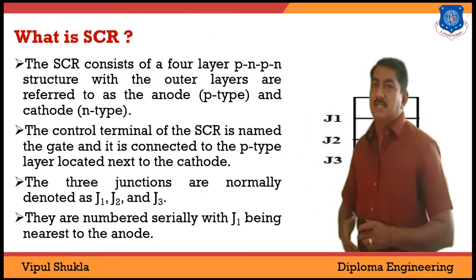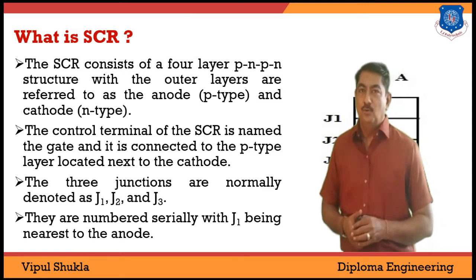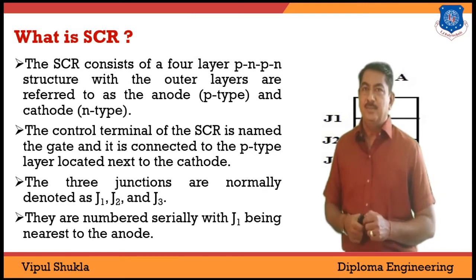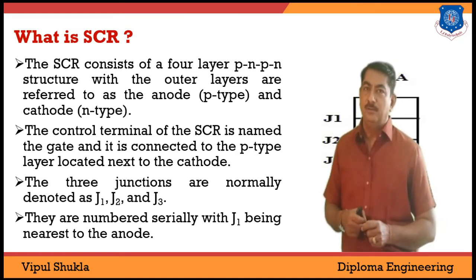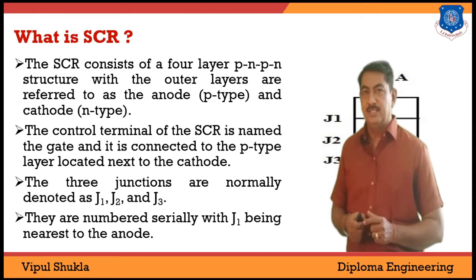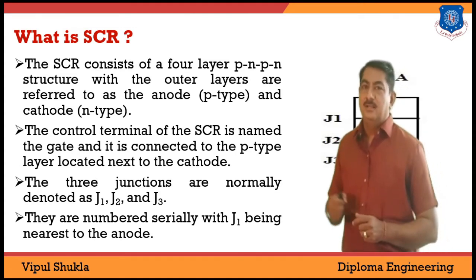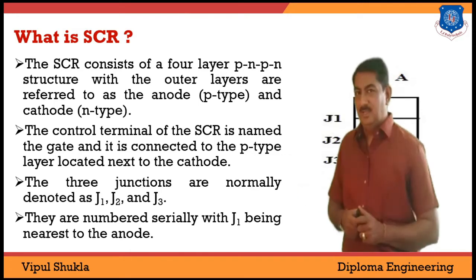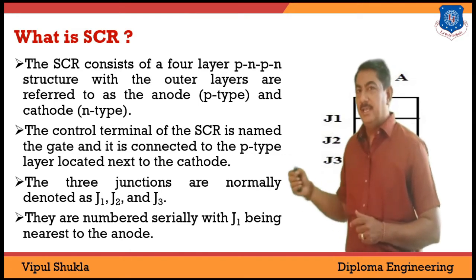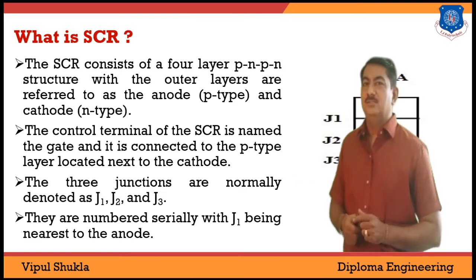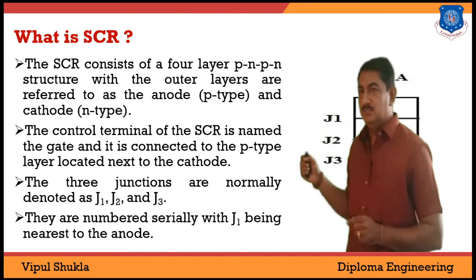More about the SCR is that the SCR consists of 4 layers, that is the PNPN. PNPN is the P-type and N-type structures with the outer layers referred to as the anode, P-type, and cathode, that is the N-type. The control terminal of the SCR is named the gate and it is connected to the P-type layer located next to the cathode. The 3 junctions are normally denoted as J1, J2 and J3.